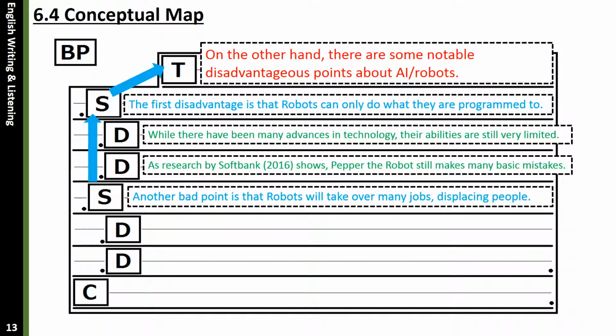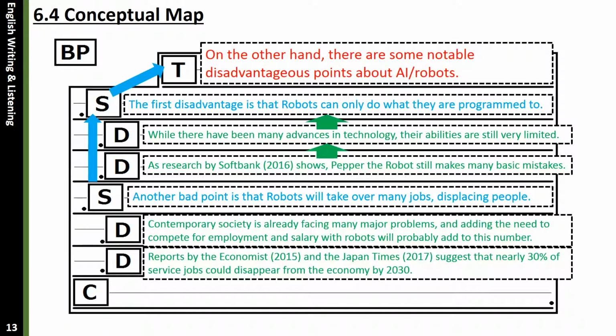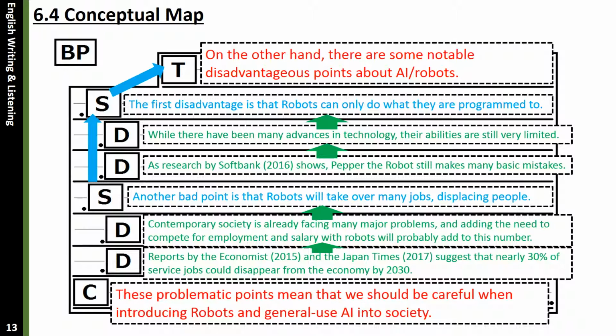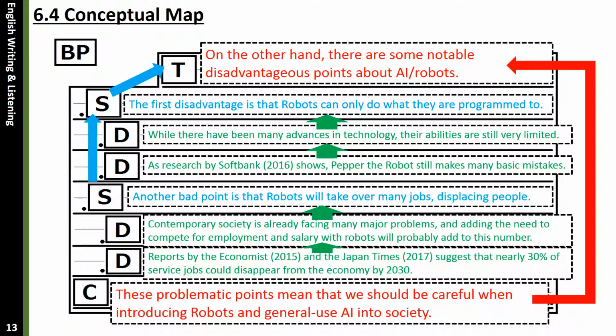We can see the topic sentence. On the other hand, there are some notable disadvantageous points about AI robots. The first disadvantage is that robots can only do what they are programmed to do. Another bad point is that robots will take over many jobs, displacing people. So you can see here the notable disadvantageous points, we've got 2, are the supporting sentences. These support the topic sentence's main point. The detail sentences come after the supporting sentences.